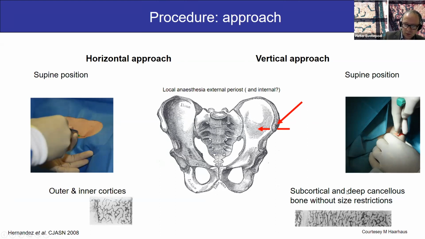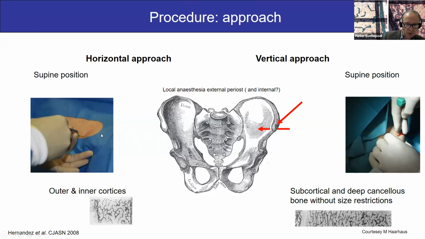A difference between both techniques is that with this vertical approach, you will have only one cortex, the outer cortex, and a long piece of cancellous bone, whereas in the transiliac approach, when you have a nice, let's say, cylinder, you will have both the outer and the inner cortex in the same sample, which could be of interest.